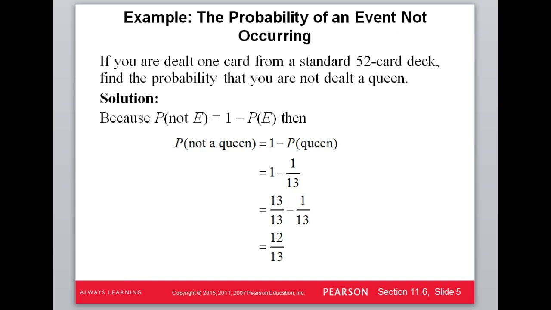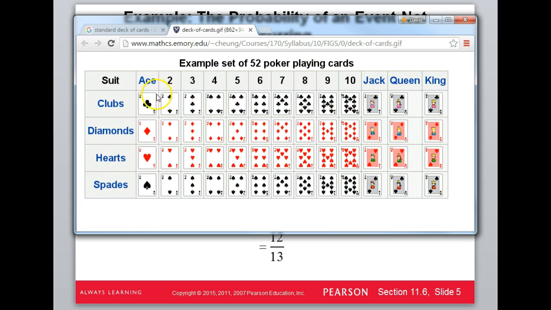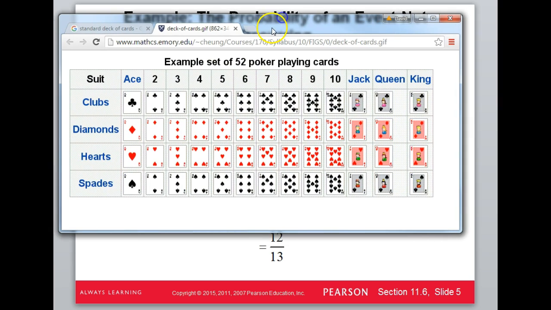Let's look at an example. You're dealt one card from a 52 card deck. Find the probability that you're not dealt a queen. The card you're dealt is not a queen. Well, the probability that I do get a queen, where does this 1/13 come from? How many queens are there? There are 4. Remember our standard deck of cards? So this is asking about the probability of a queen. There's 1, 2, 3, 4 queens. There's always 4 of any one. We call these ranks. There's always 4 of any rank.